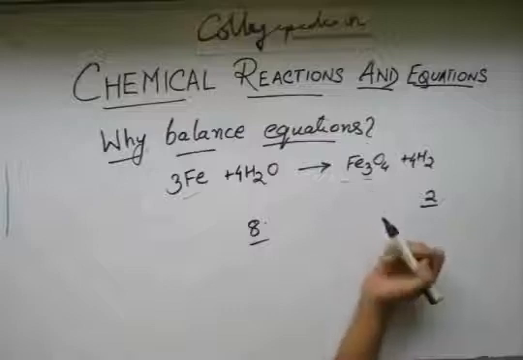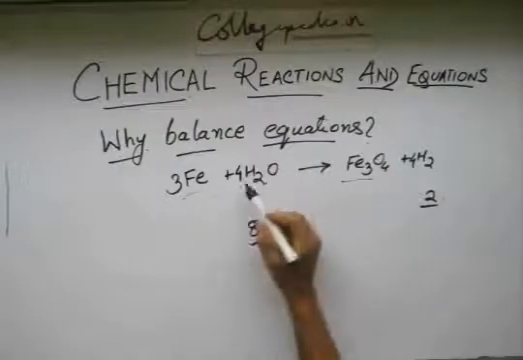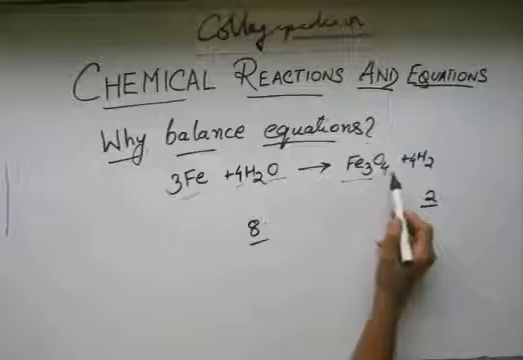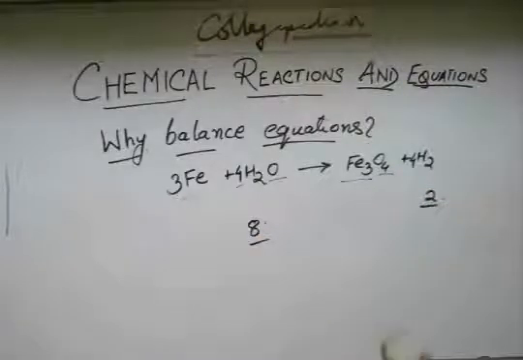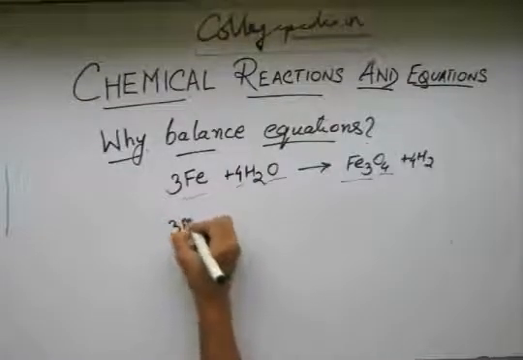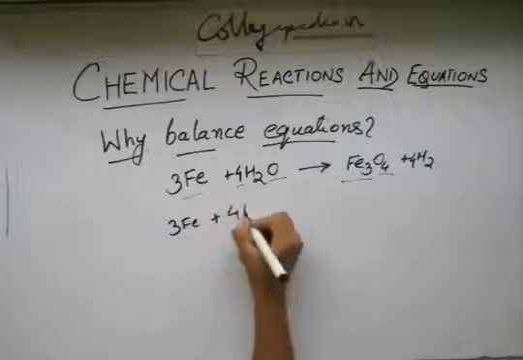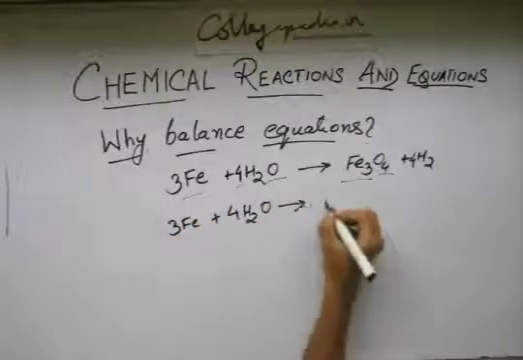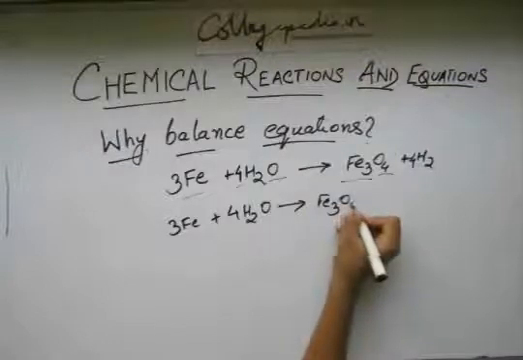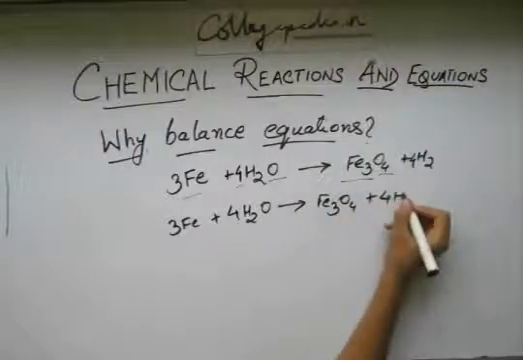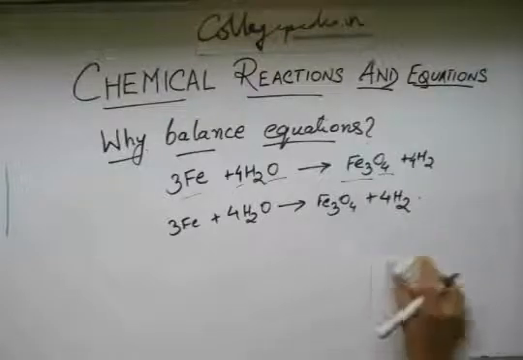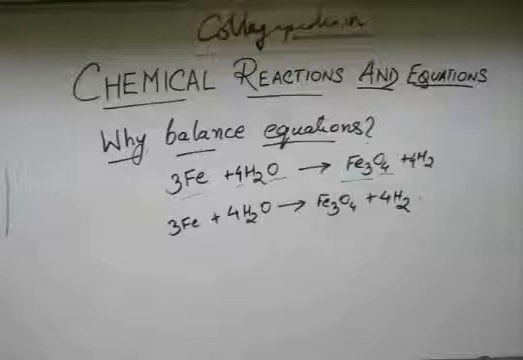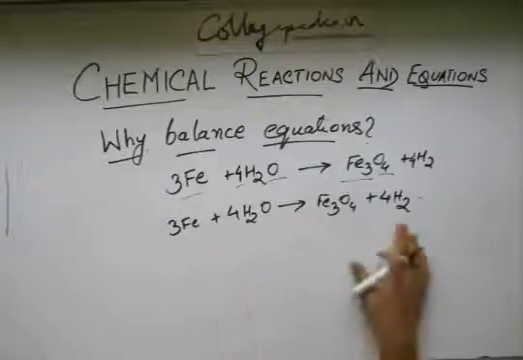Iron was balanced. We balanced it at first. And oxygen is also balanced. So the whole equation is balanced. So the final equation will be 3Fe plus 4H2O gives Fe3O4 plus 4H2. So this is the final equation.